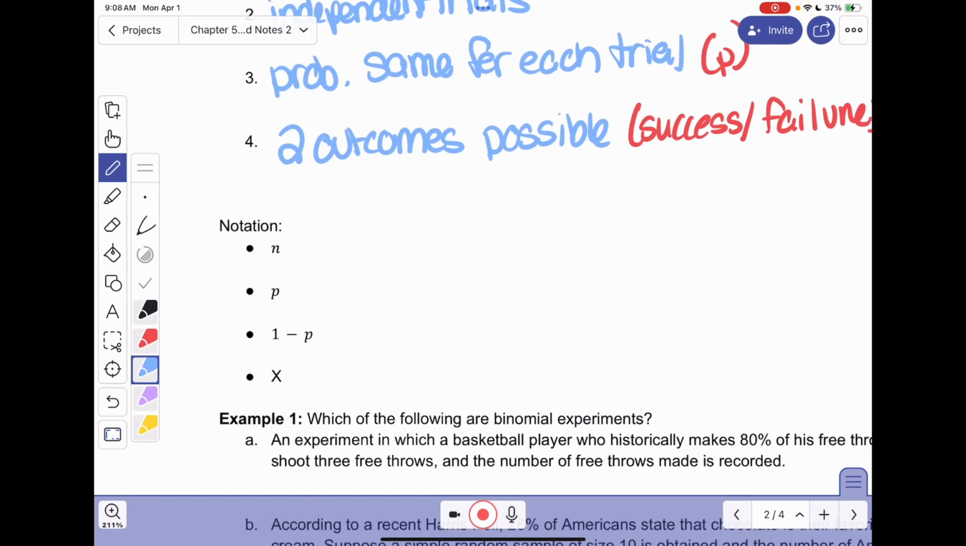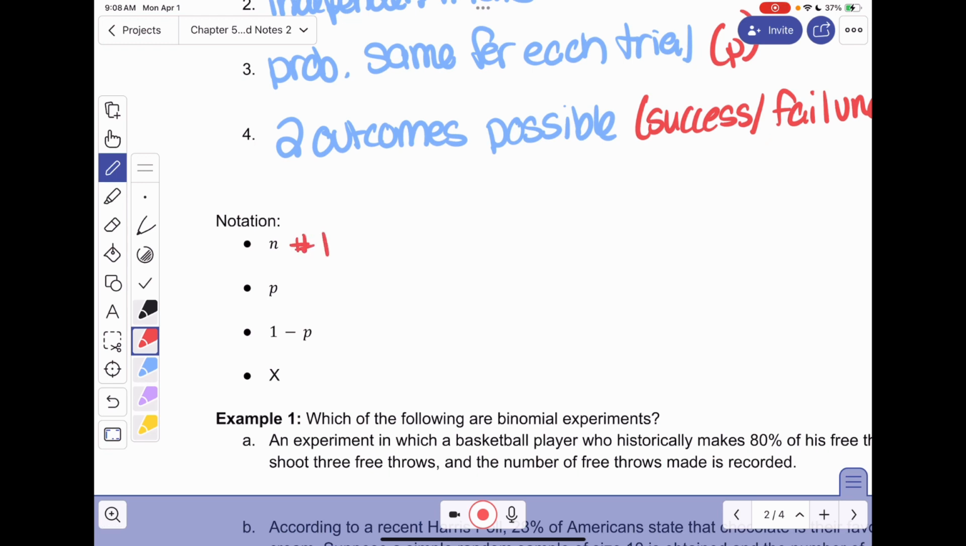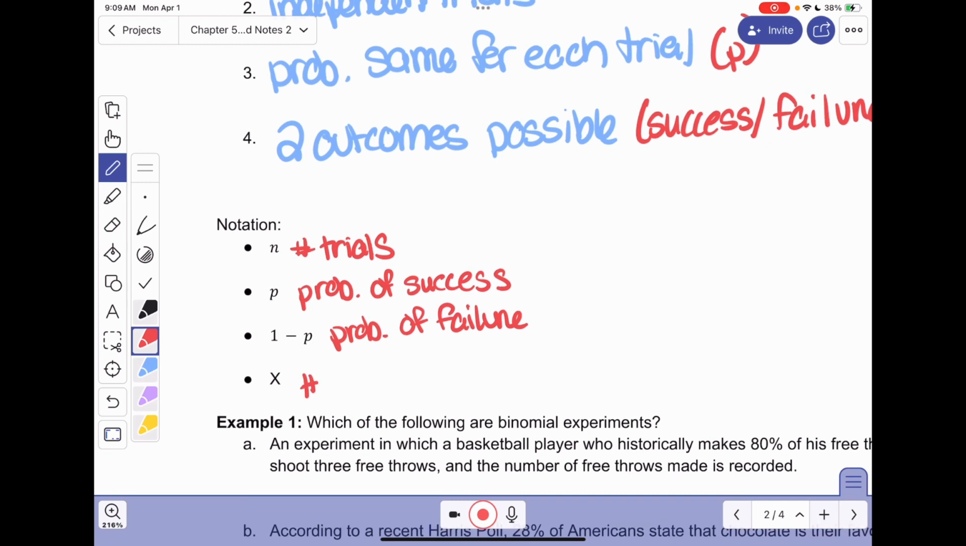Notation that you're going to see, N is the number of trials, how many times you do it. P is your probability of success, probability of getting what you're looking for, which means 1 minus P is the probability of failure or of getting the other option. And then the X is going to be the number of successes that we're looking for.